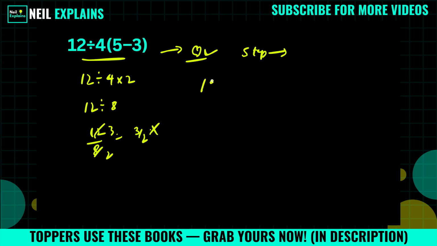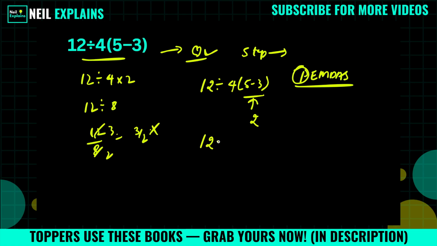Our question is 12 divided by 4, 5 minus 3. First we will do right PEMDAS. As we know, first we will do parenthesis. So we will do parenthesis part 5 minus 3, which equals to 2. So our question will become 12 divided by 4 into 2.